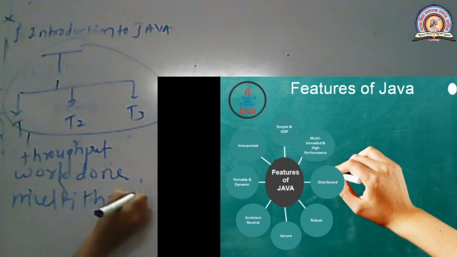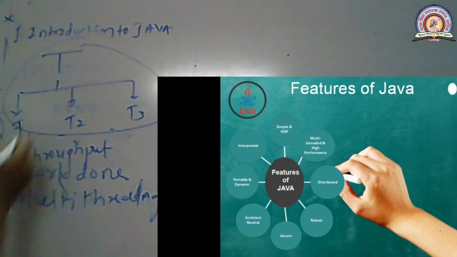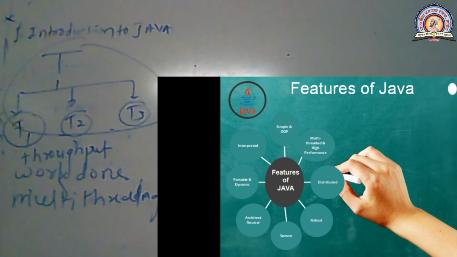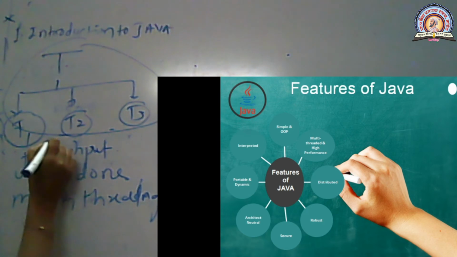Here we have divided this task into subtasks. Okay, and there will be a separate process that is responsible for execution of these subtasks. And those processes are called as what? The threads.